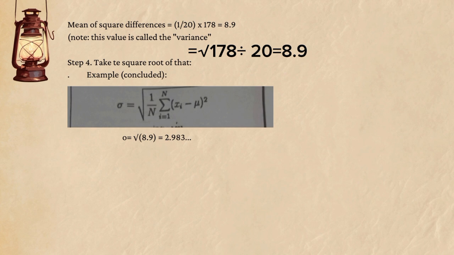And the last step is step number 4. Take the square root of that. So, ang square root ng 8.9 is 2.98. So, that is the computation of standard deviation.